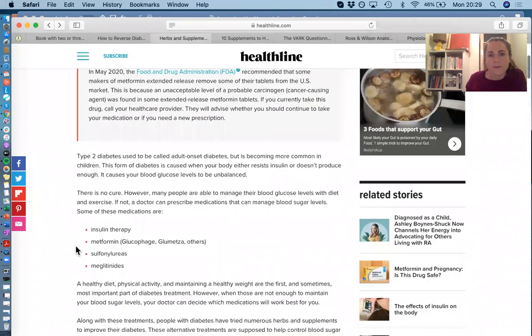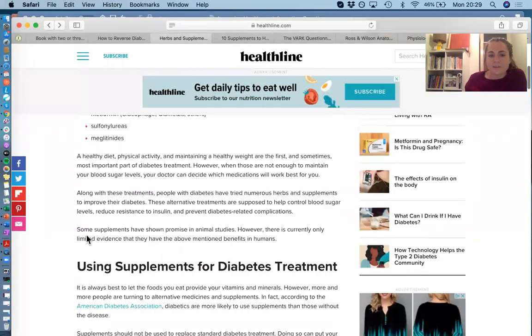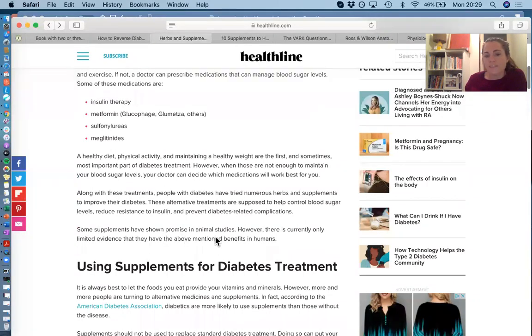So this is from the article on herbs and supplements for diabetes. So some supplements have shown promise in animal studies. However, there is currently only limited evidence that they have the above mentioned benefits in humans. So that's an example of saying, listen, there's good animal studies, but there still isn't human studies, so we need to be cautious. So it's just having that kind of objective point of view.